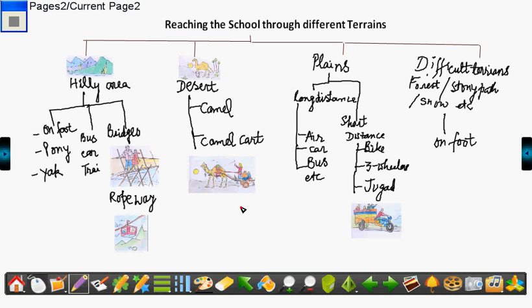So this is how we have today given you an idea of how different terrains use different modes of transport ultimately to reach school in your case. Thank you. Enjoy.